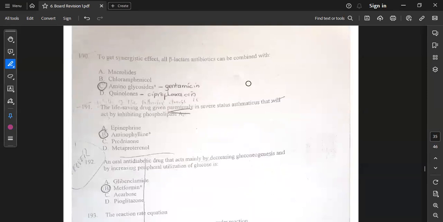An oral antidiabetic drug that acts mainly by decreasing gluconeogenesis and by increasing peripheral utilization of glucose is: metformin. Yes, I also agree. Glibenclamide is a sulfonylurea. What is the mechanism of action?